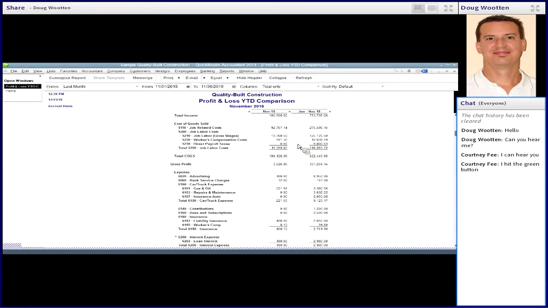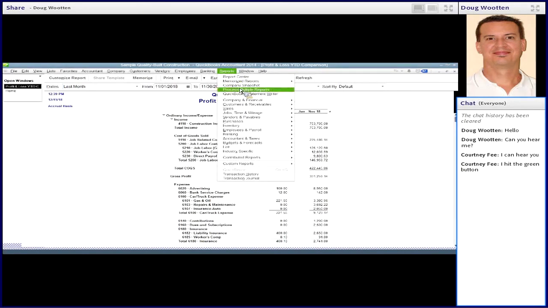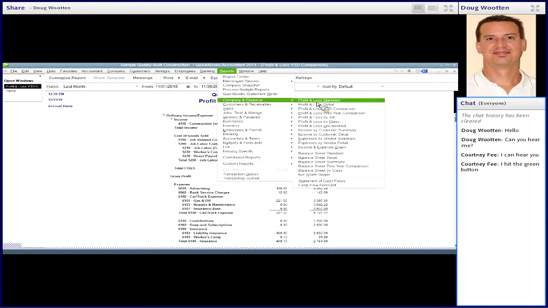I'm going to show you a couple of other profit and loss reports. They're all basically going to have the same information as far as revenues and expenses, but it depends on what you're comparing them to as to what kind of information you can get out of that report. So this is month versus year to date. Let's pick another one. Go into profit and loss again.